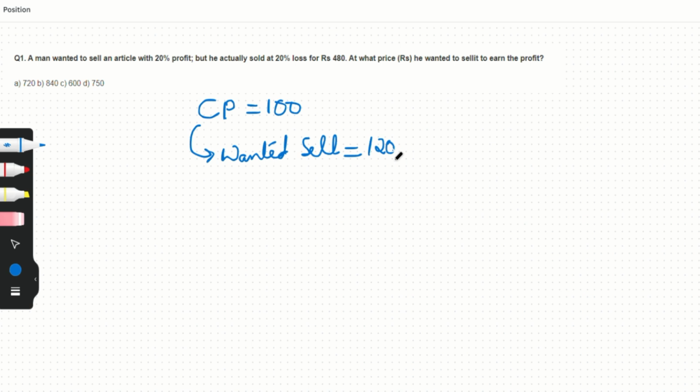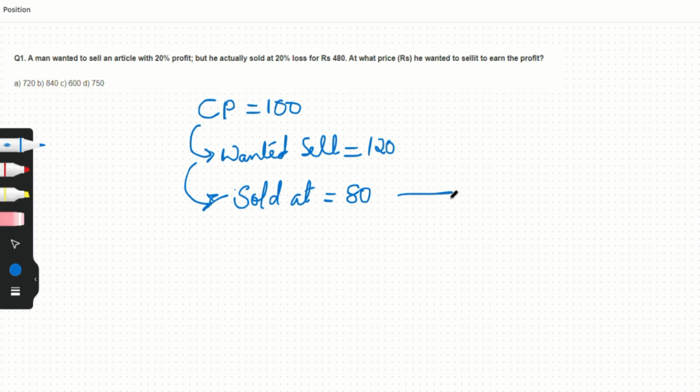Next, but he actually sold at what price? Sold at 20% loss. So if he had bought it at 100 rupees, then 20% loss would be what? He sold at 20% loss. So he bought it at 100 rupees, 20% loss means he sold at 80 rupees. Correct? But here we don't know what is the cost price.